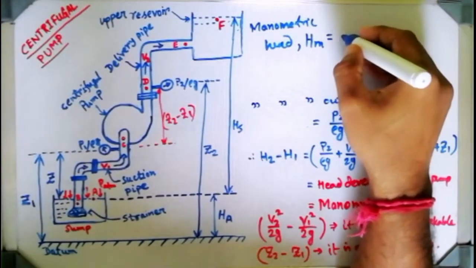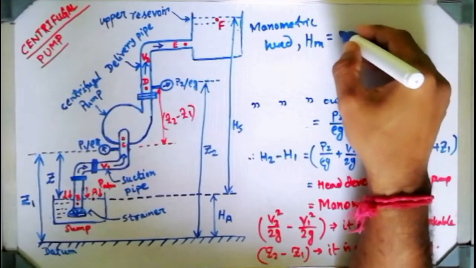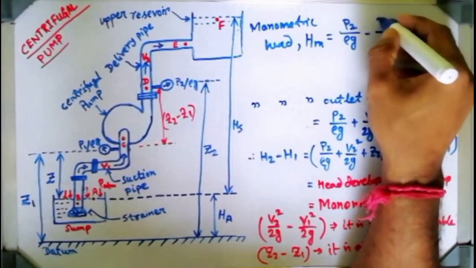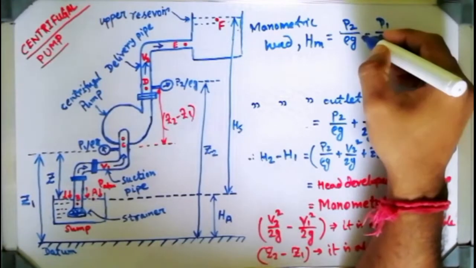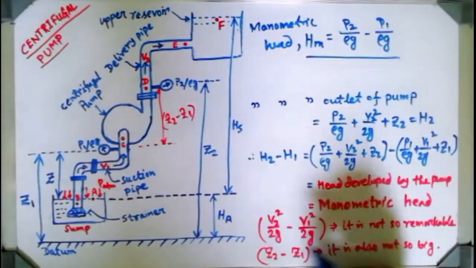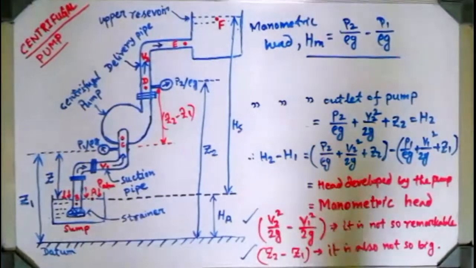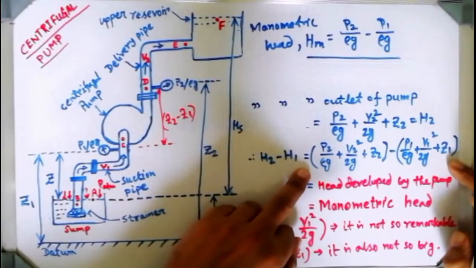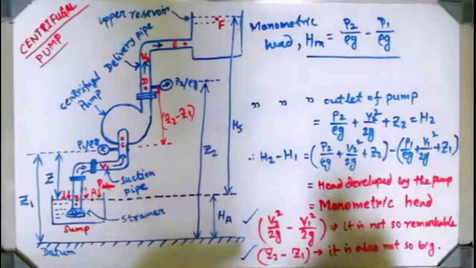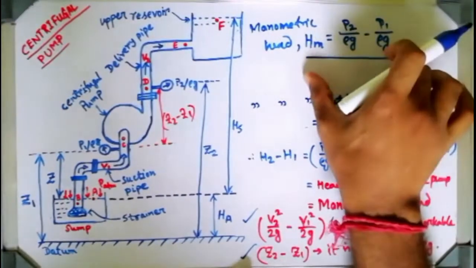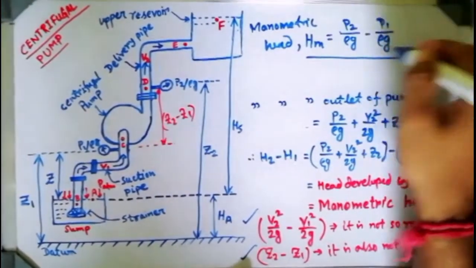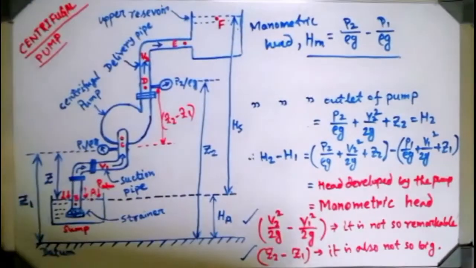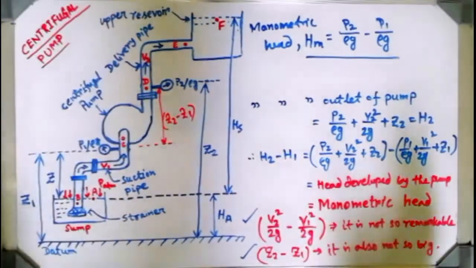So H2 minus H1, I can write, is only a difference of pressure head, P2 by rho g minus P1 by rho g. Why can I write this? If we ignore these two terms, this one and this one. Otherwise this whole expression, mind it, is also known as manometric head. If we ignore these two terms, then you can consider the manometric head just the difference of two pressure head values, mind it.